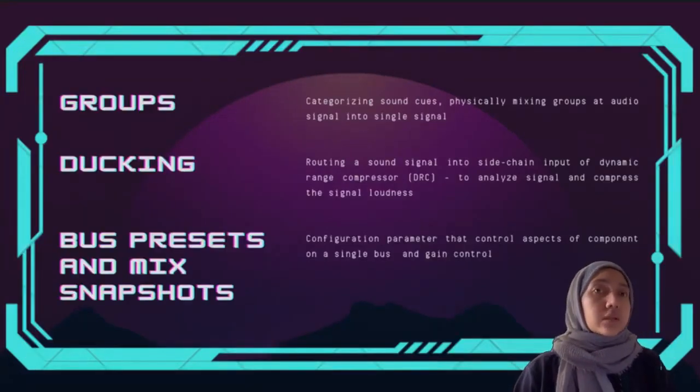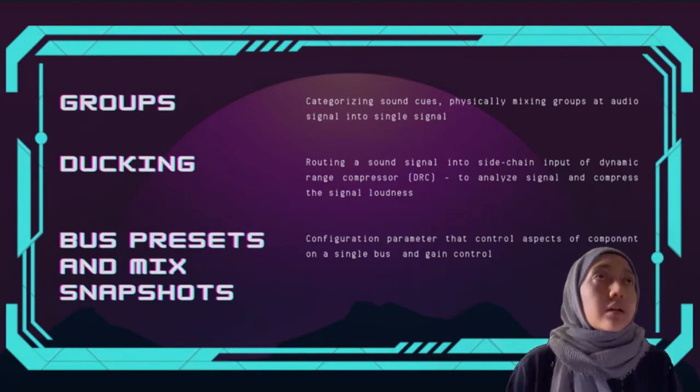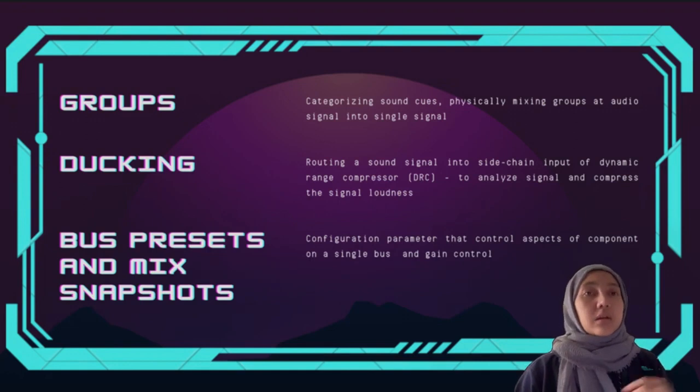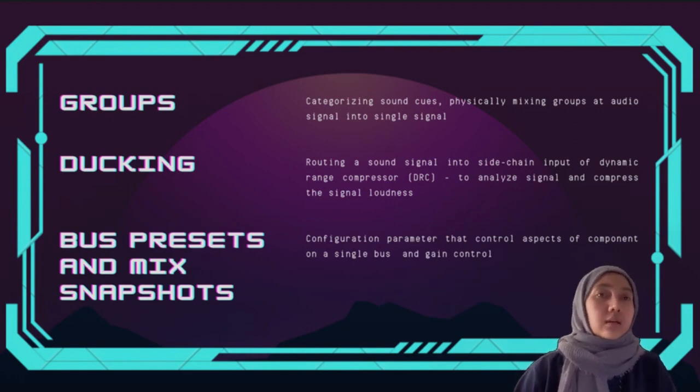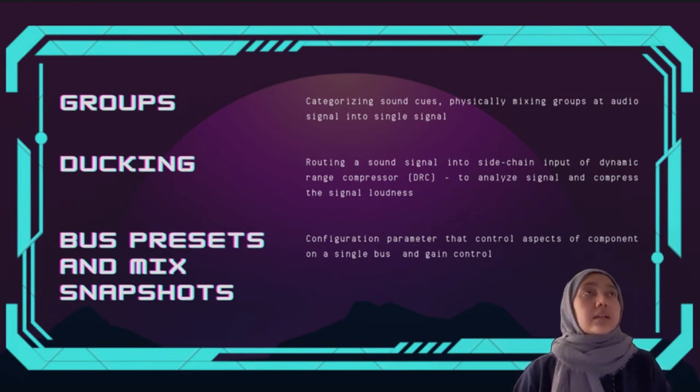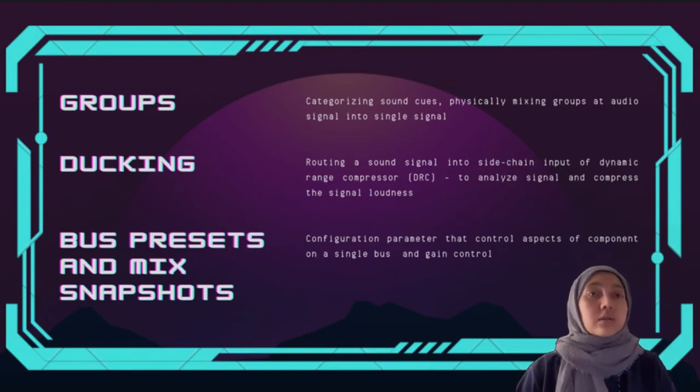In this topic, we will be talking about the techniques of mixing sounds. There are a few techniques of mixing sound whose goal is to avoid sound damage. The first technique is to mix the audio by groups. This is to categorize sound cues and physically mix the groups into single signals so that you can control an entire category at once. The second technique is ducking. This is to reduce a sound signal so that the other signal can be more audible. To implement ducking, route the sound signal into a dynamic range compressor, which then analyzes the signal and compresses the loudness.